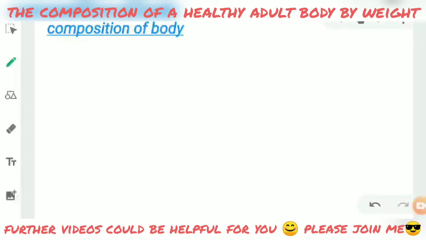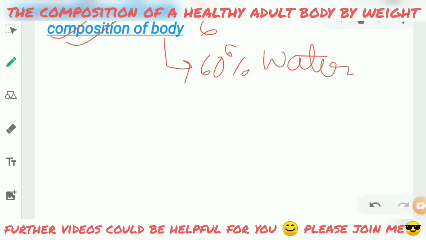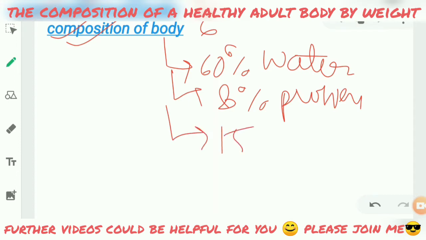So the composition of body is today's topic. In an average adult, 60% of body weight is water, 8% is protein and its constituents, 15% is fat, and the rest 7% is minerals.